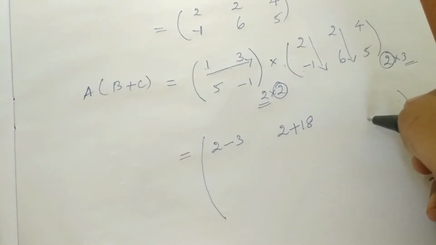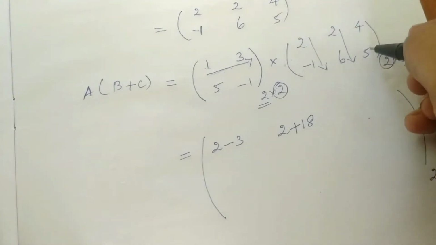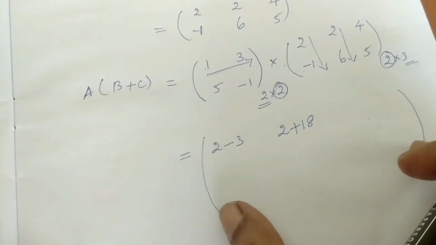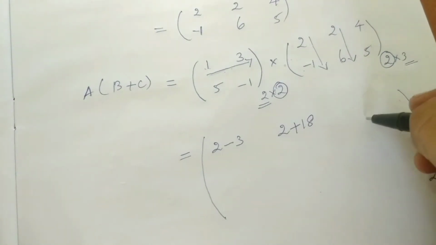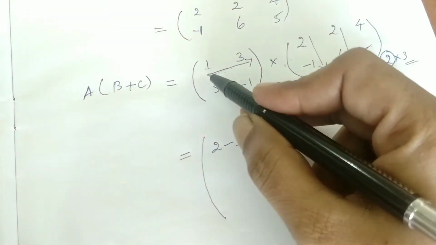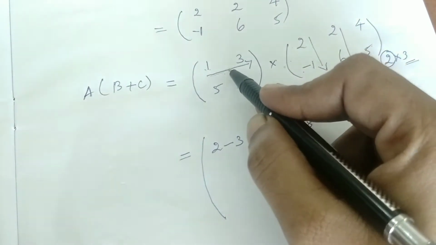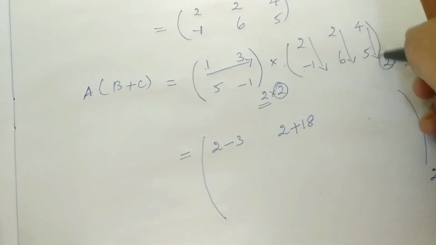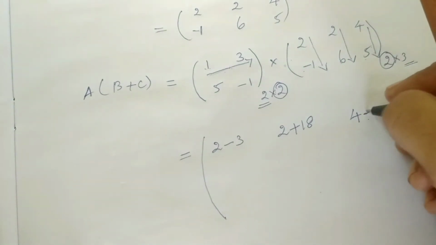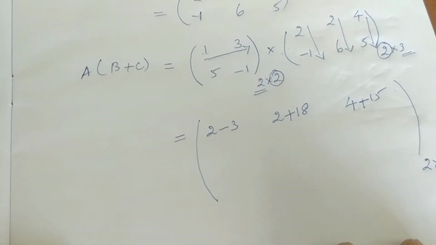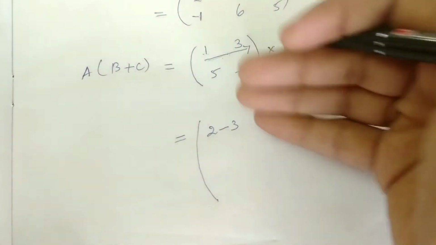How will you find out the third entry? We are having 3 columns, no? So in our product matrix, we are having 3 columns. Understood? So here we are having one more entry. Take your first row, multiply this first row by third column. So 1 into 4, 4. 5 3s are plus 15. That's all. Again, come to the next row.